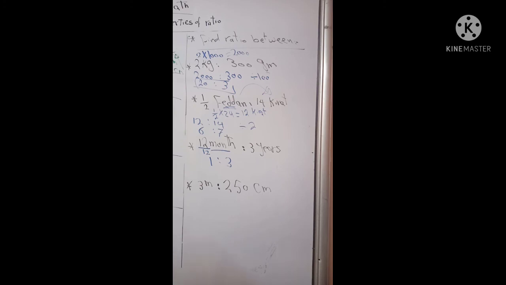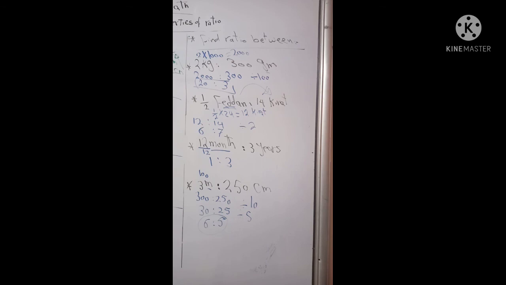Finally, we want to find the ratio between 3 meters and 250 centimeters. First, we will convert from meter to centimeter. To convert from meter to centimeter, you will times by 100. So 3 meter equals 300 to 250. You will divide it by 10. 30 to 25. Then we will divide it by 5 equals 6 to 5, and it is the simplest form between 3 meter and 250 centimeter.